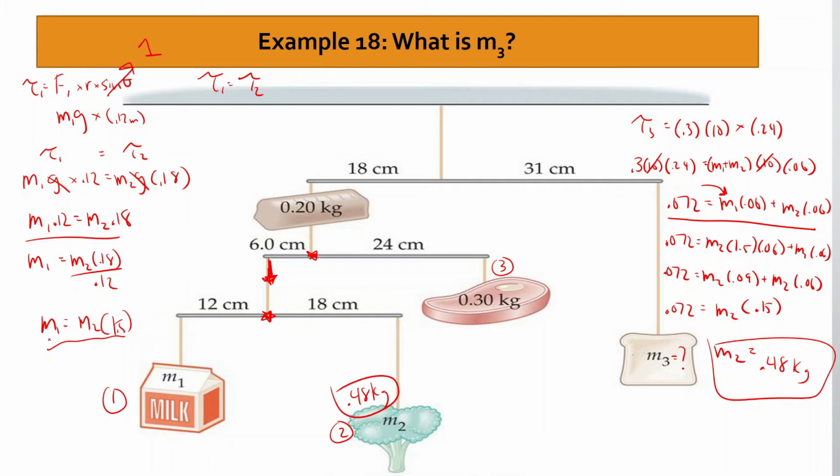Now, if we wanted to find what M1 was, we could just put it into this equation. So 0.48 times 1.5, and then we see that this is equal to 0.72 kilograms.